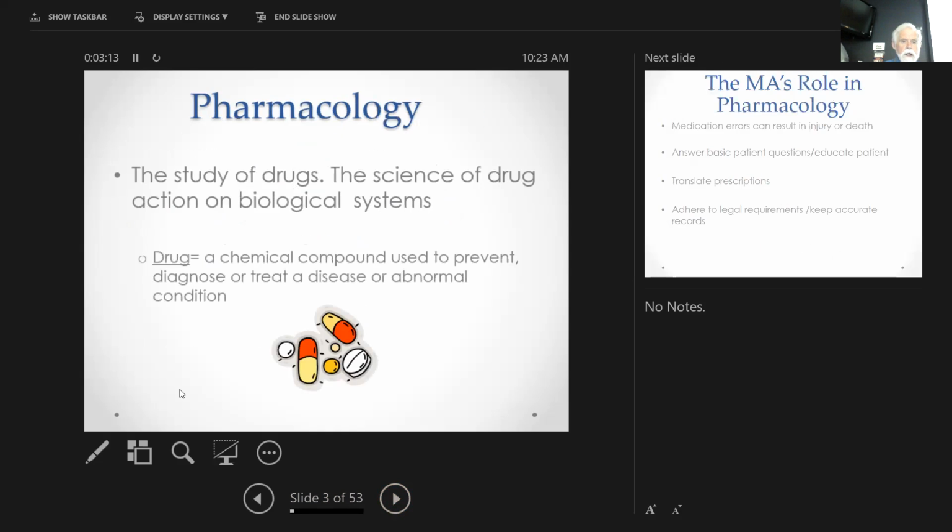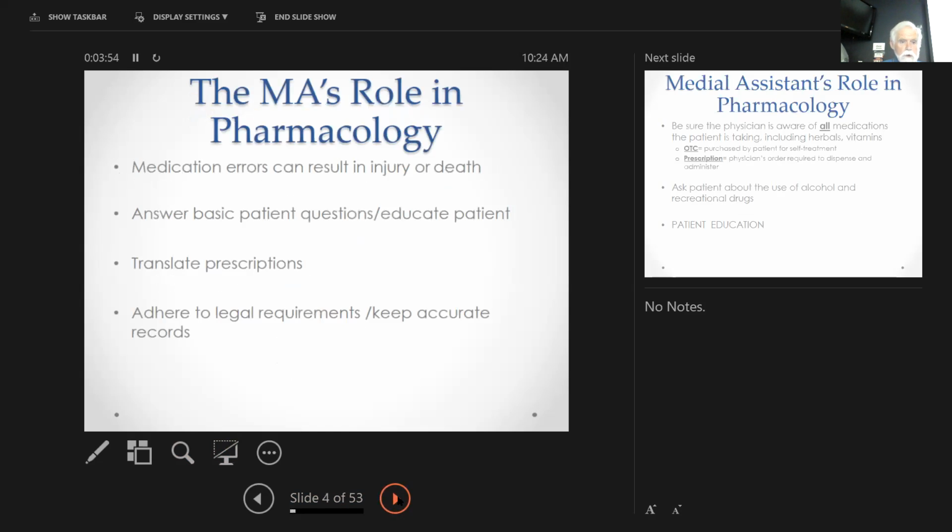So let's define a drug. There are lots of definitions of drug. For the purposes of this class and for today, we're going to define it as a chemical compound that's used to prevent, diagnose, or treat a disease or an abnormal condition. There are lots of ways to define drugs. We talked about a different definition of drug in COM 103 a couple of mods ago. This is going to suffice for what we're working with now.